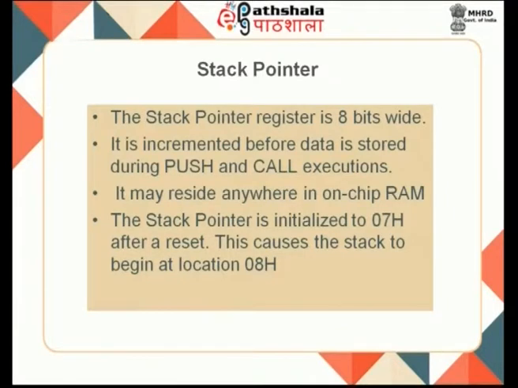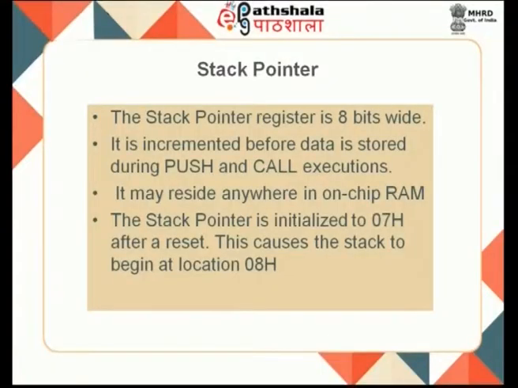And the next important thing is your stack pointer. As we know that stack operations are very important with the processors, here the stack pointer is there. It is just like a pointer which points to the address of the stack top. The stack pointer is 8 bits wide, and it is incremented before the data is stored during push and call executions. That means push and call are your stack operations.